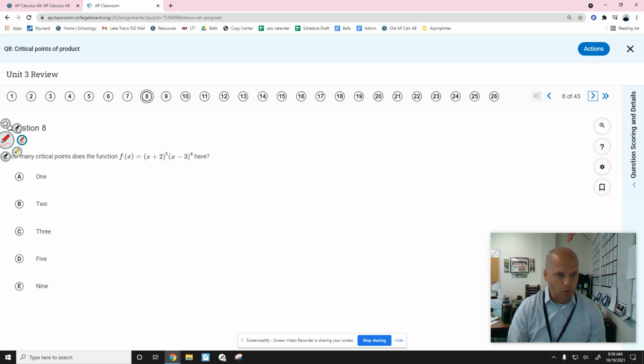Fun! Critical points. Critical points are when the derivative equals 0 or undefined. They are possible max-min locations. Don't look at the second derivative. Critical points are just with the first derivative. Don't do a sign analysis. You don't have to. You're not asked about relative extrema. You're just asked for critical points. So you just take your derivative, set it equal to 0, solve, and then that's it.